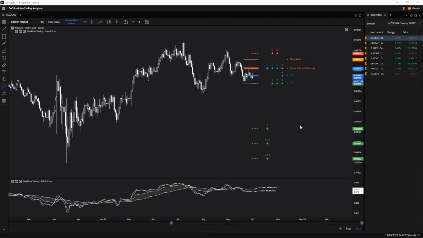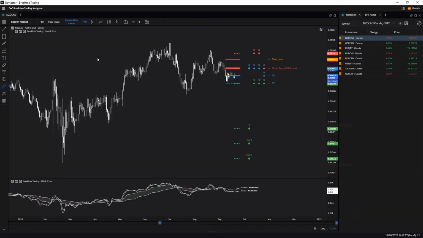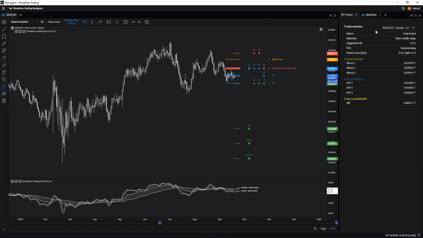Just go into your BFT panel on the navigator. If you have the navigator open, click on this plus icon, click on BFT panel, and it'll open this. Here you can get your entries, your TPs, and your stop losses. You can see we have 3 entries on NZD CAD. Just follow this, and if you need more details about the strategy, make sure to download the handbook. Everything is written out there.